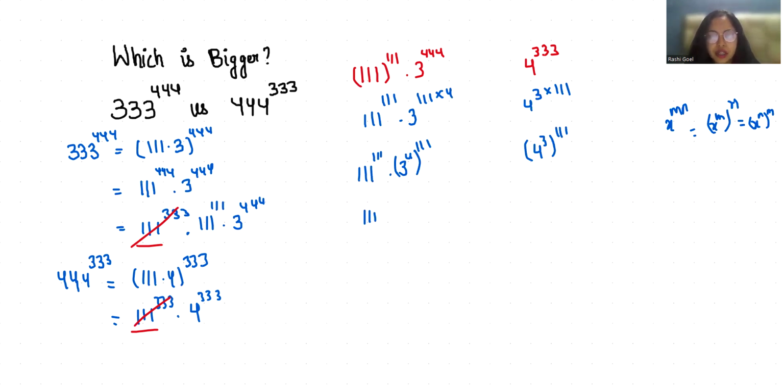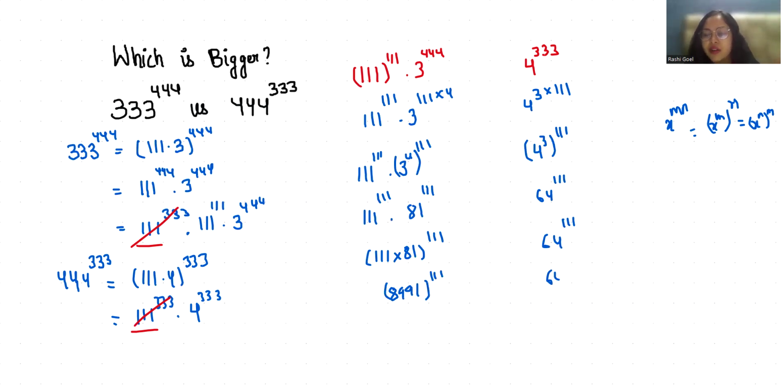3 power 4 is 81, so 81 power 111, and 4 power 3 is 64, so 64 power 111. So I can write it as 111 times 81 whole power 111, and here 64 whole power 111. When we multiply this, we get 8991 power 111, and here 64 power 111.